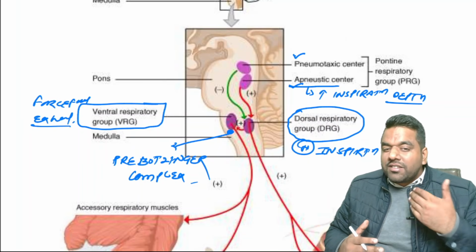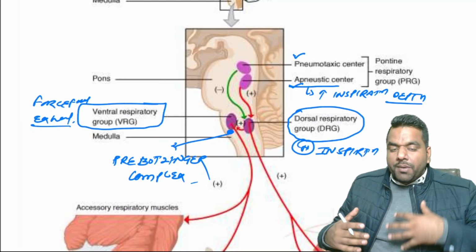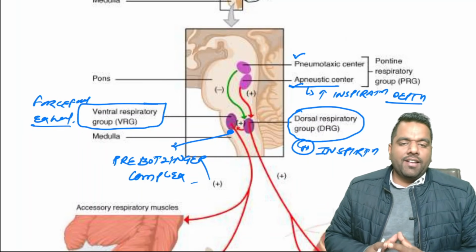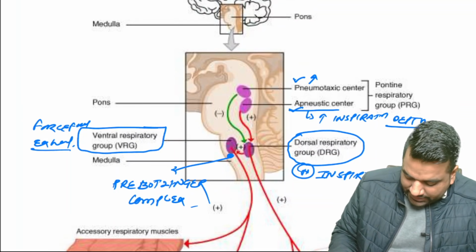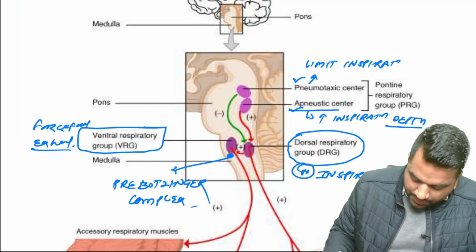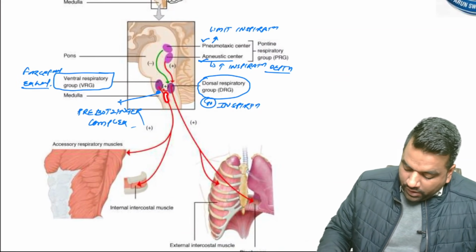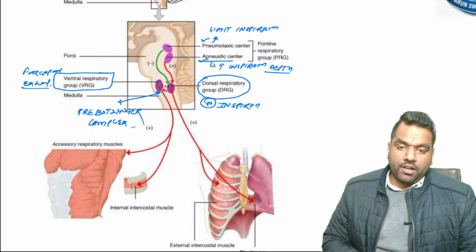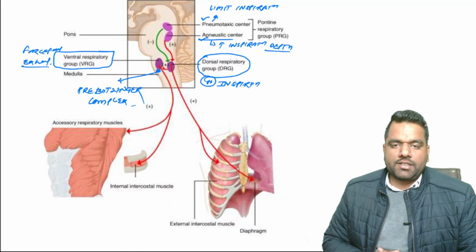And guys, who is controlling this inspiration? Because all these centers are doing the inspiration, there could be a chance the lung can burst. So who is going to prevent this inspiration? Guys, this is done via the brake we call the pneumotaxic center, which limits the inspiration. And you can see these centers are attached via the motor nerves. So this is how your different respiratory centers are present and their functions.